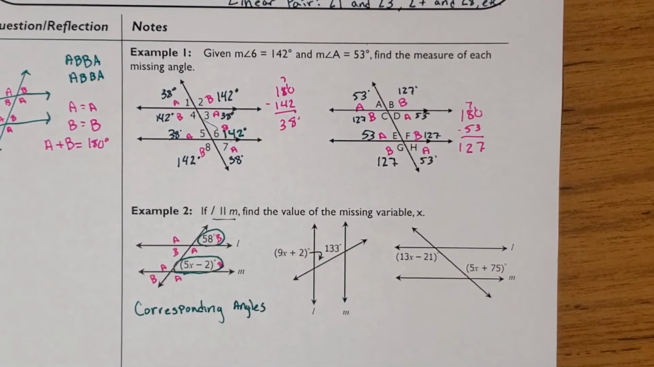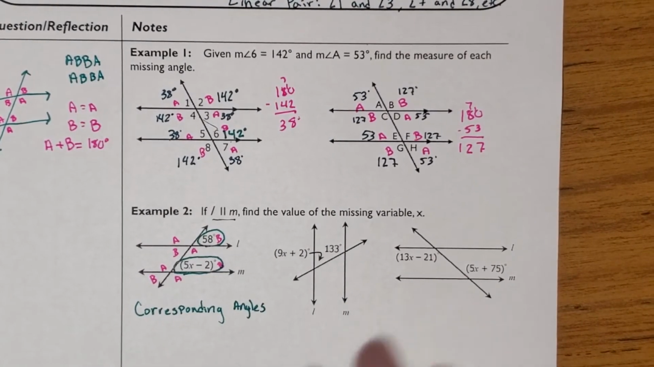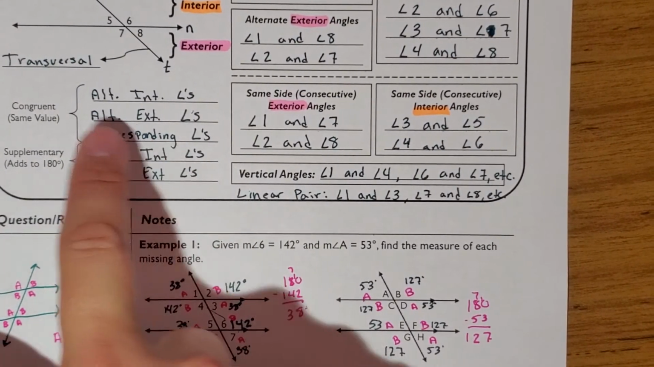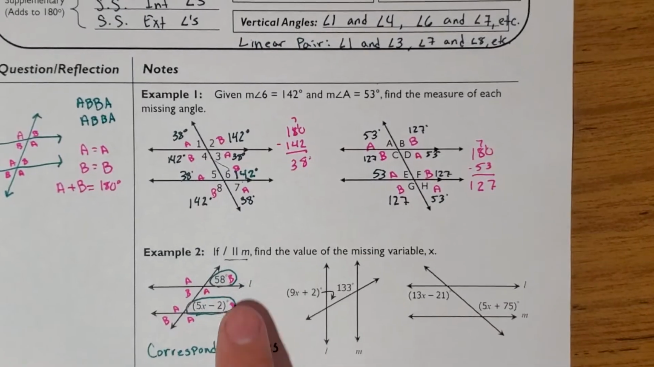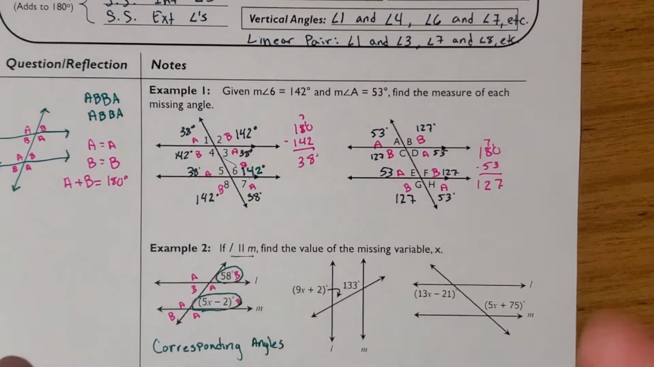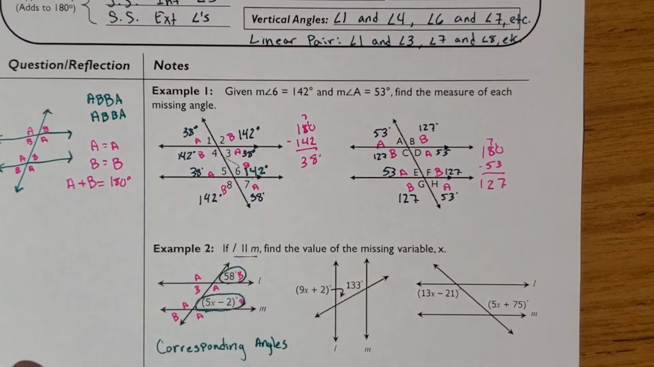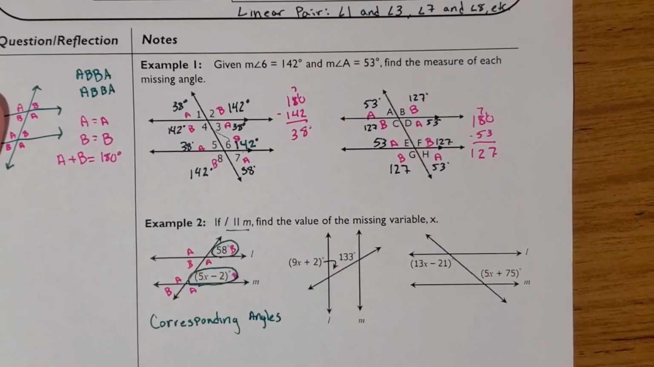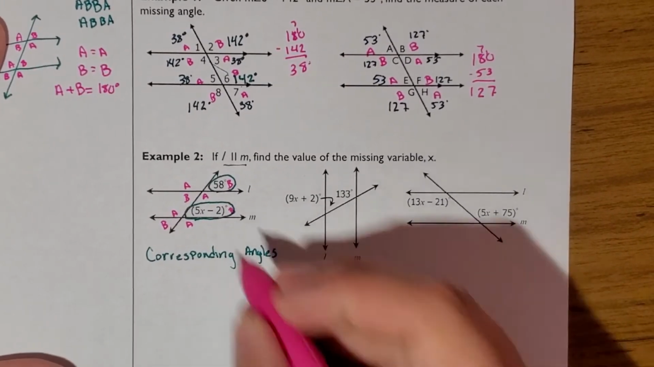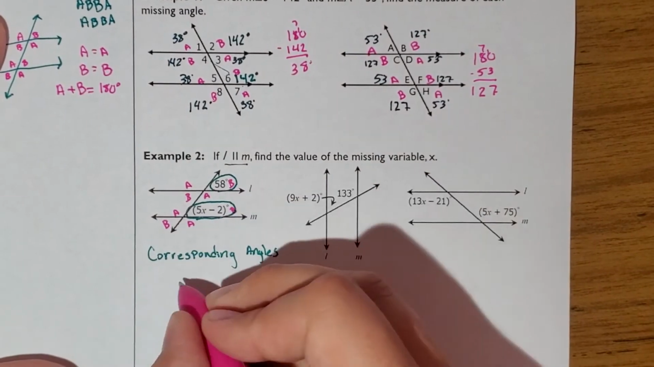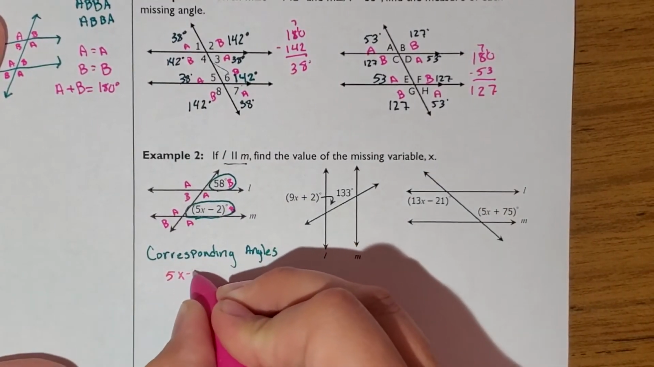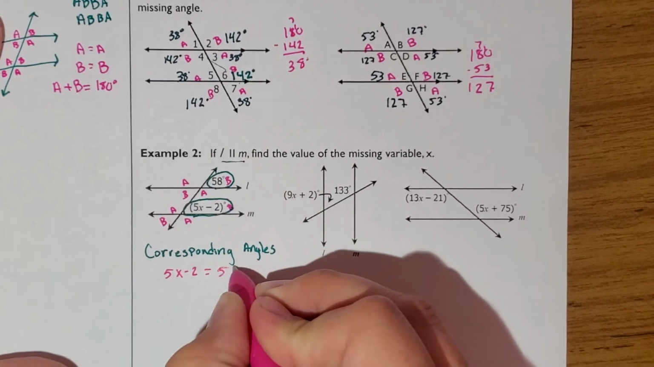Put corresponding angles. But then when I go to solve it, we could look back up here. We can see, oh, we know corresponding angles are congruent to each other. Or we just did our ABBA trick. They're both the letter B. We know that B is always equal to B. So we're going to set those two things equal to each other. So I'm going to set 5x minus 2 and 58 equal: 5x minus 2 equals 58.